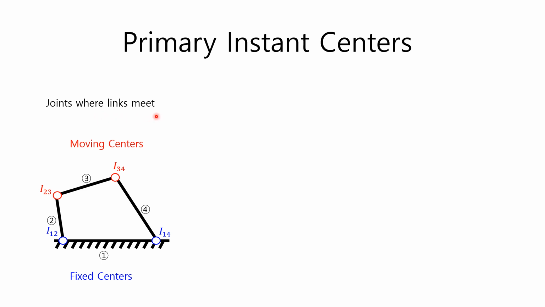The mechanism on the left has four primary instant centers. They are I12, I23, I34, and I14. I23 and I34, which are shown in red, are moving instant centers, so they are called moving centers, and I12 and I14 are fixed instant centers because they cannot move.